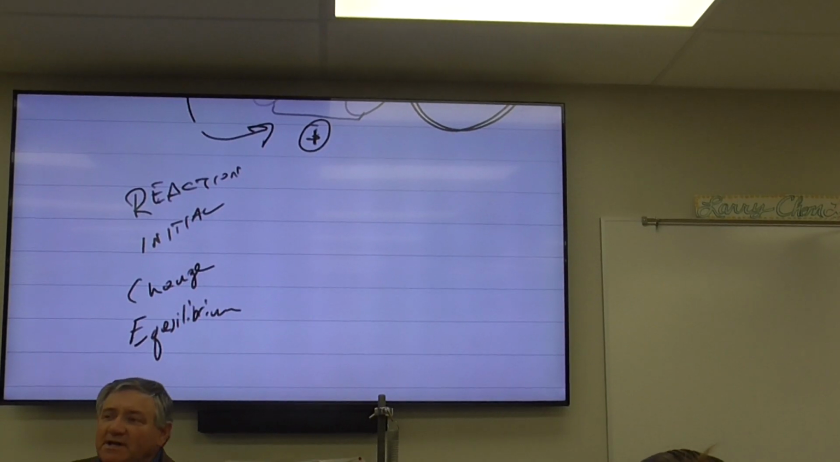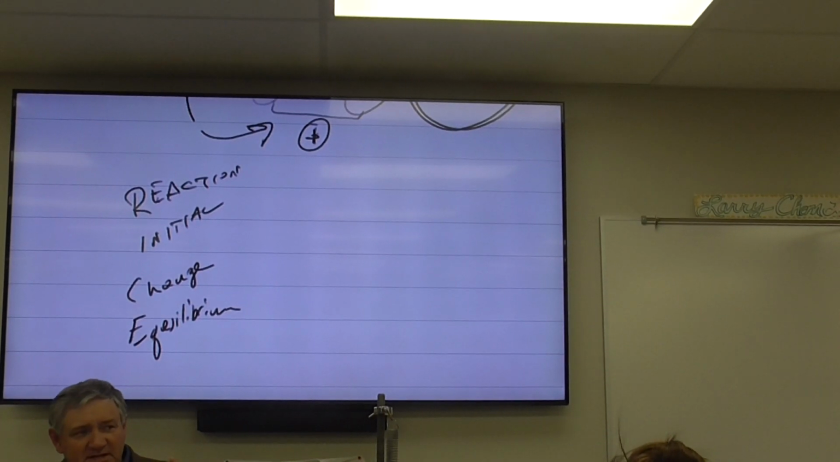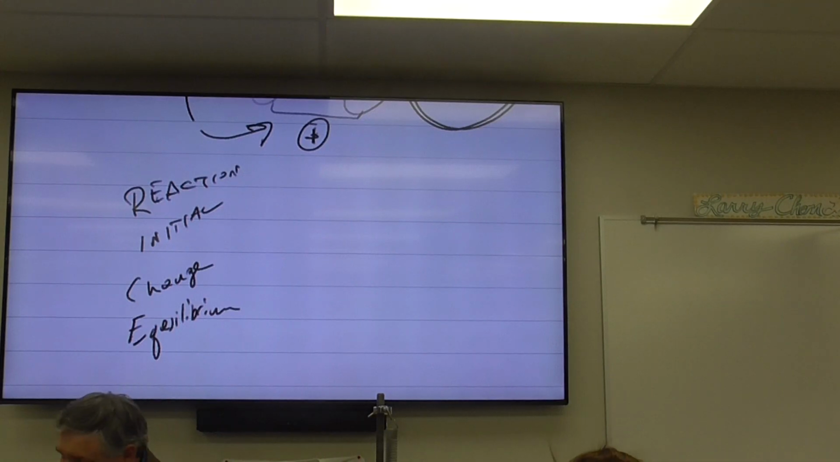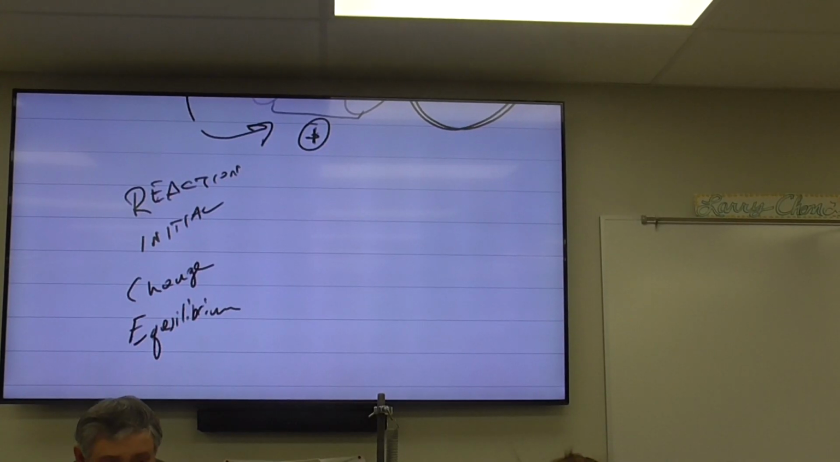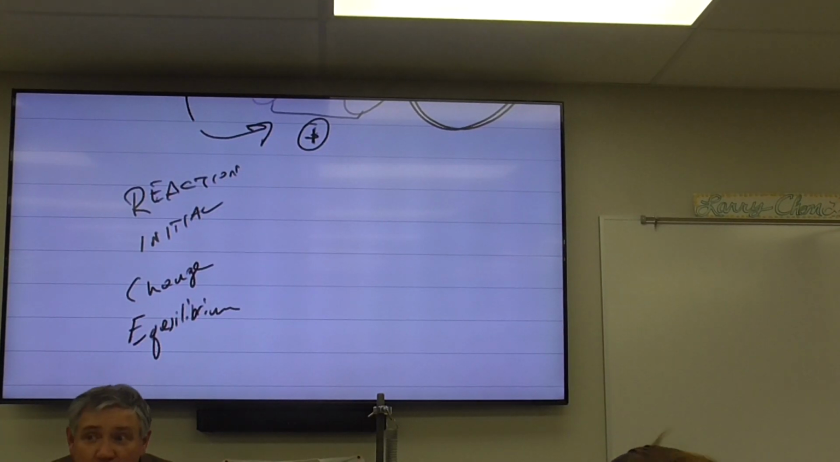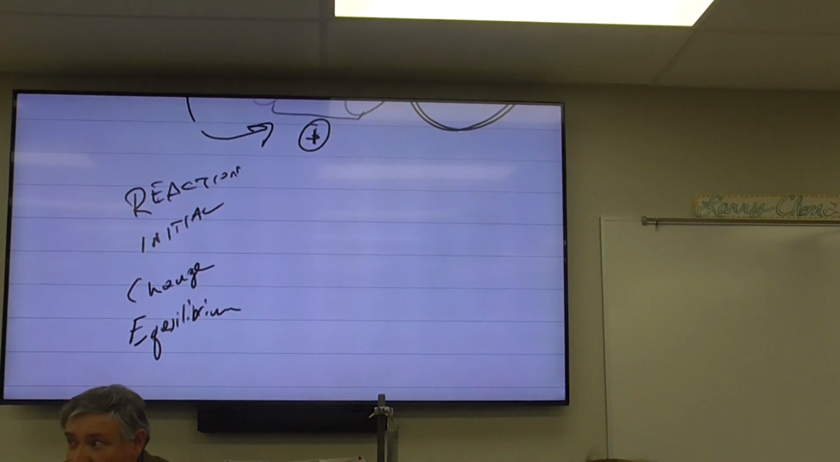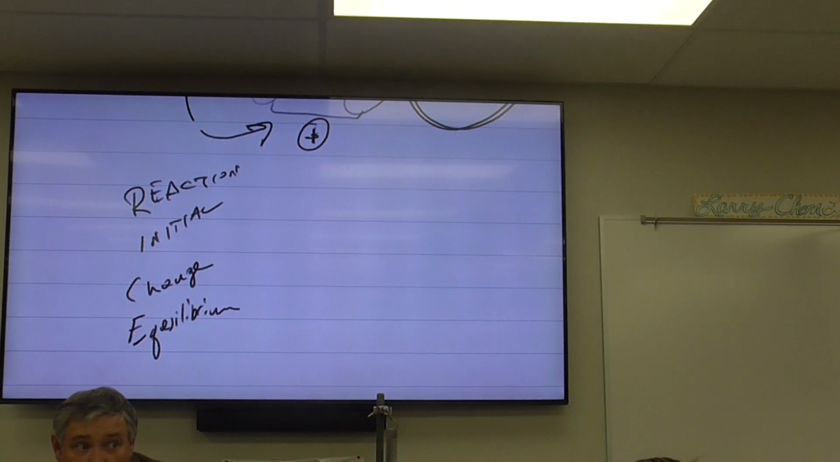So basically what it allows you to do is keep track of what's happening in a chemical reaction. The most important part of this, without fail, is the reaction. If you do not know what the reaction is, you cannot do anything else. You are dead in the water right from the beginning. Nothing is going to make any sense at all. You are going to live and die by RICE charts. Get used to them, embrace them.